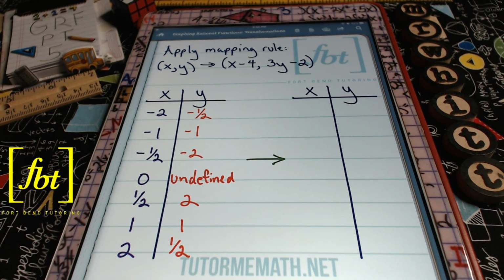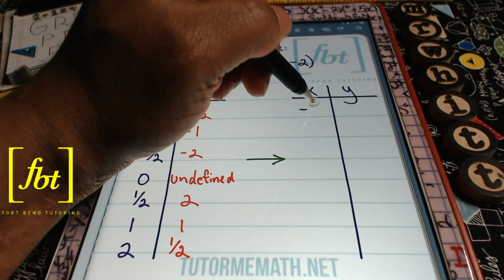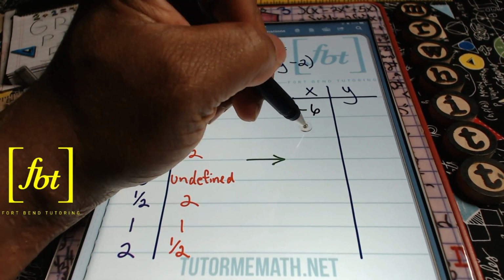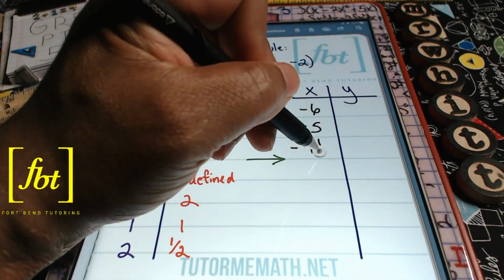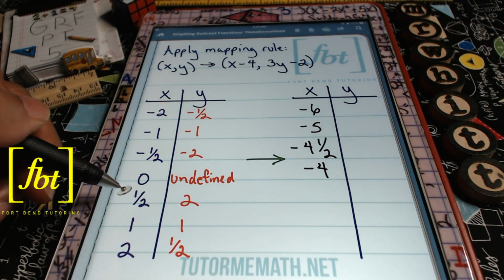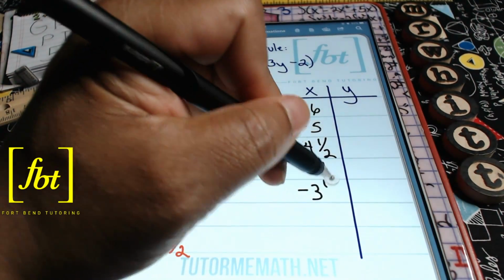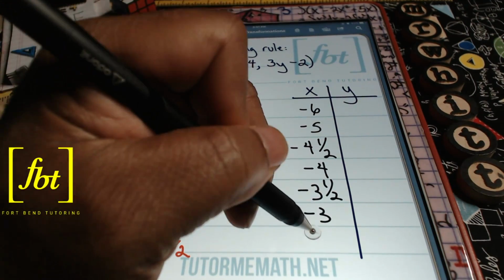So let's go ahead and take our original XY chart from our parent function and use our map to create the XY chart for our new function here. So we'll need to subtract 4 from all of the x values in the original parent function. So -2 minus 4 gives us -6. -1 minus 4 gives us -5. -1/2 minus 4 gives you -4.5. And 0 minus 4 is -4. 1/2 minus 4 gives you -3.5. 1 minus 4 is -3, and 2 minus 4 gives us -2.